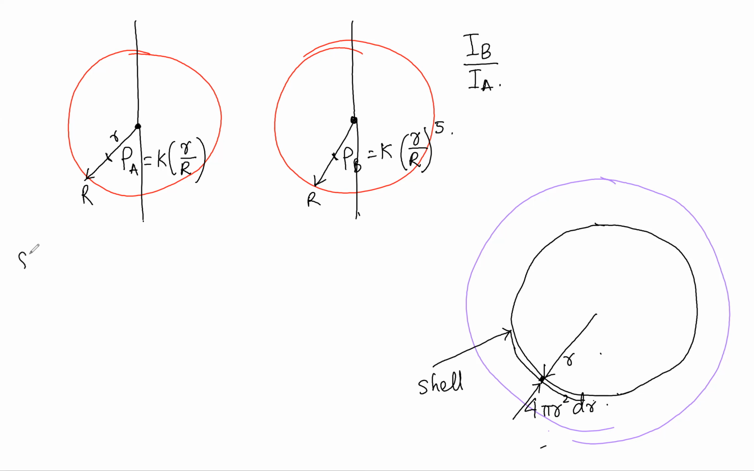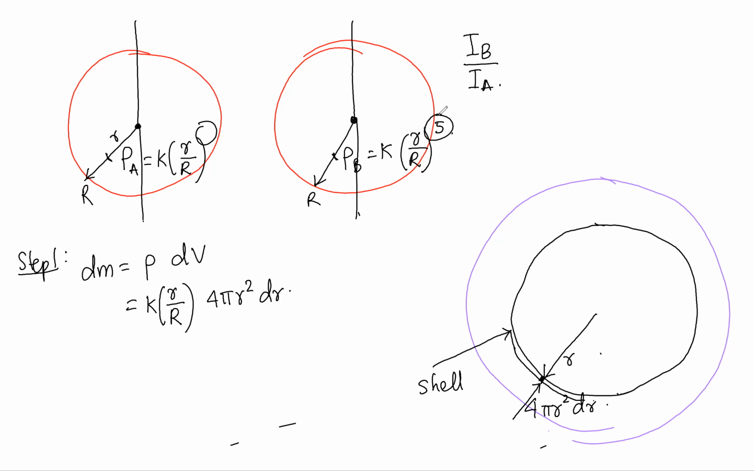So here comes your step 1. Step 1: dm is equal to density multiplied by volume. The volume is equal to area into thickness. So we will write rho into dV, where rho is equal to k into r divided by R, to the power n, and dV is 4 pi r square dr. Keep in mind that the only difference is in the power. The power over here is 5 and the power over here is 1. So in general, I will say that the power is n. If n is equal to 1, that is my first sphere. And if n is equal to 5, that is my second sphere.